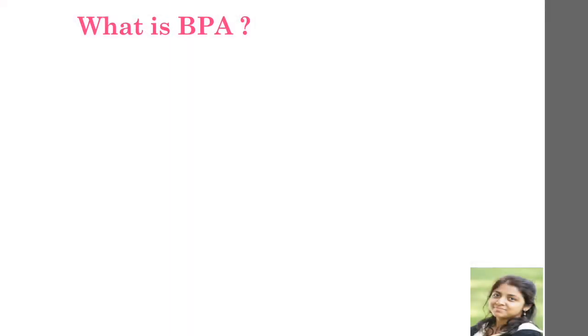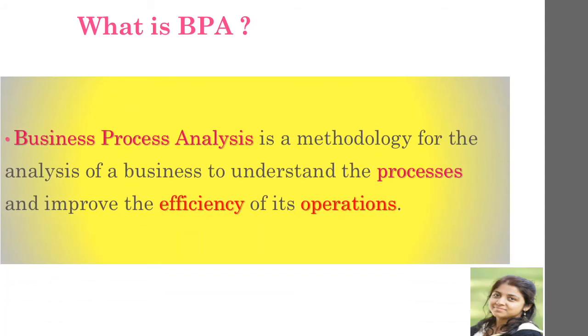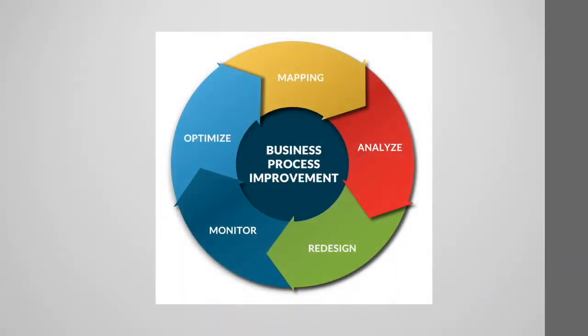What is BPA exactly? Business Process Analysis is a methodology for the analysis of a business to understand the processes and improve the efficiency of its operations. Business process improvement, while it doesn't really have a universally accepted definition, can be seen as an analysis, review, and improvement of the existing business processes, which is done by mapping out the business process, identifying efficiencies and inefficiencies, redesigning the process, and benchmarking to the initial metrics.